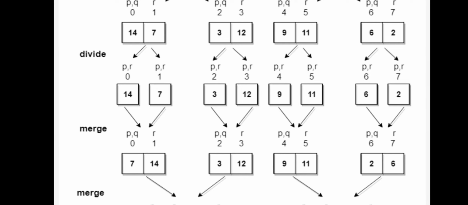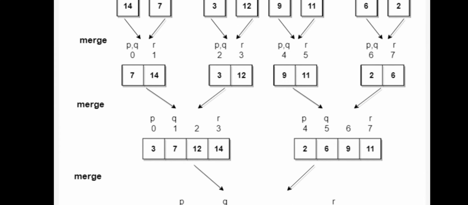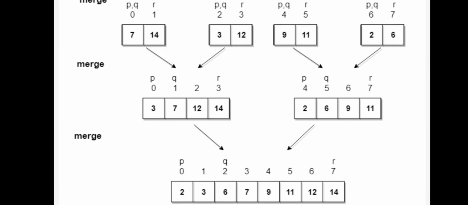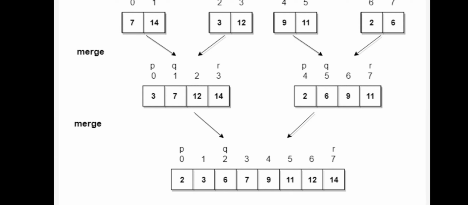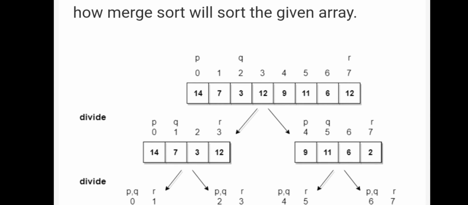See, 14, 7. So now we combine these two solutions, 7 and 14, and here 3, 12. So 3, 12 we can say merge the same, 9, 11, 9, 11 and 6, 2. So 2, 6. Again we can combine these two, 7, 14, 3, 12. So 3, 7, 12, 14. 9, 11, 2, 6. 2, 6, 9, 11. Again we combine these two, 2, 3, 6, 7, 9, 11, 12, 14. So this is the process of sorting the elements in merge sort.